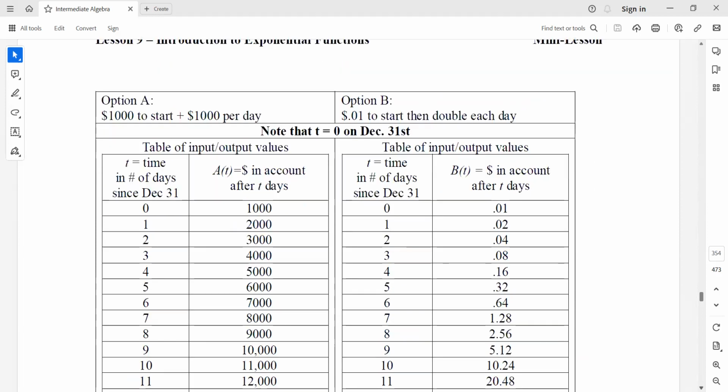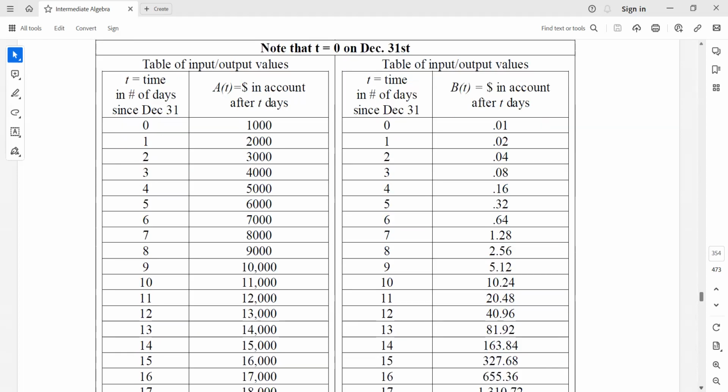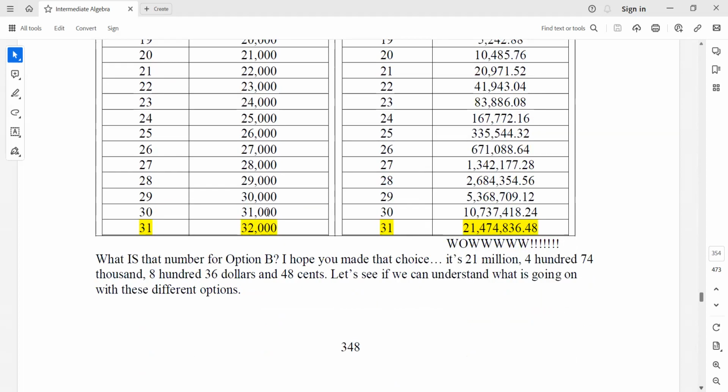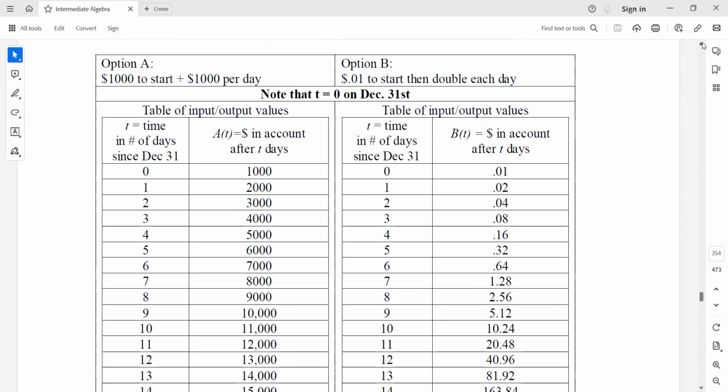Let's look at them. Now for option A, $1,000 to start and $1,000 a day, this is what you're going to have. So you have 1,000 for the start. After a month, you have 2,000, 3,000, 4,000 for 30 days or 31 days. And at the end, you have 32,000.